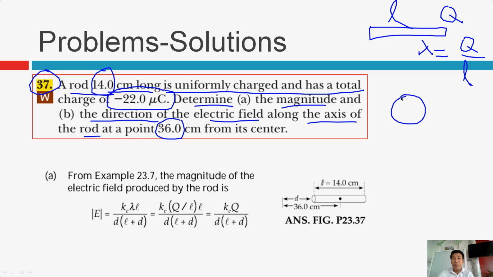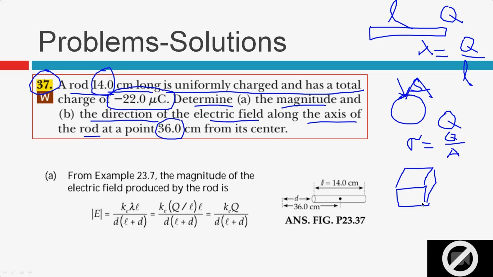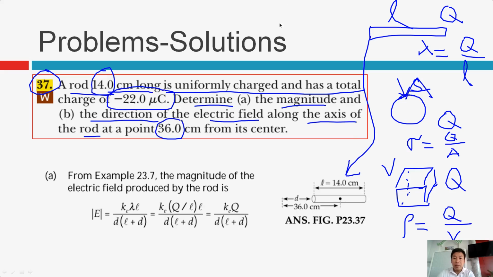Remember, if you have a surface with area A and the charge is Q, you have the surface charge density, which is Q divided by A. Or if you have a 3D material with volume V and charge Q, you have a charge density rho equal to Q divided by V. In this problem, you have a 1D problem. It's just the length of the rod.